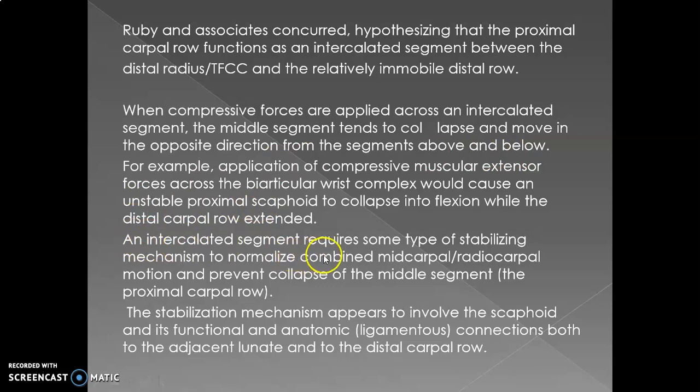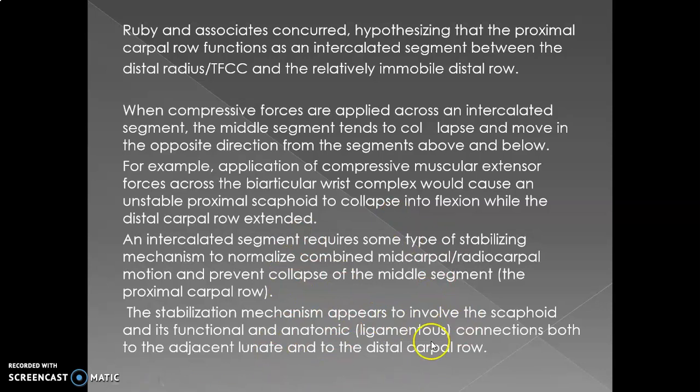An intercalated segment requires some type of stabilizing mechanism to normalize combined mid-carpal or radiocarpal motion and prevent collapse of the middle segment. So the intercalated segment requires it. That means if they collapse too much, there will be a failure. So it cannot happen. There should be some kind of stability.